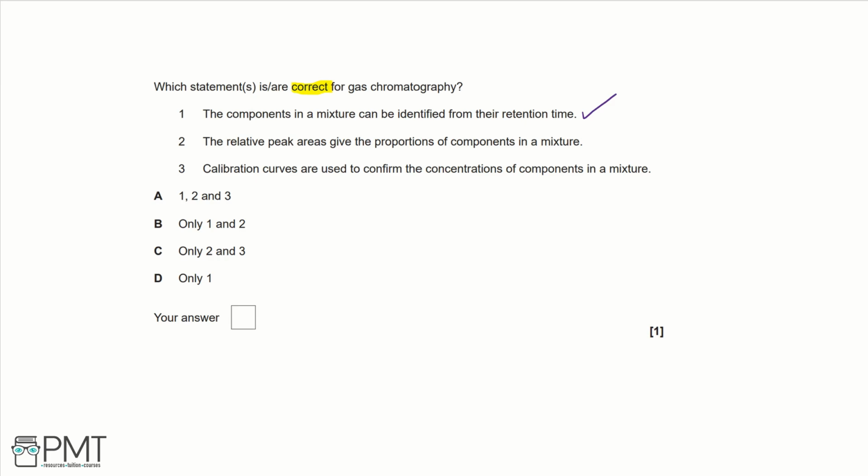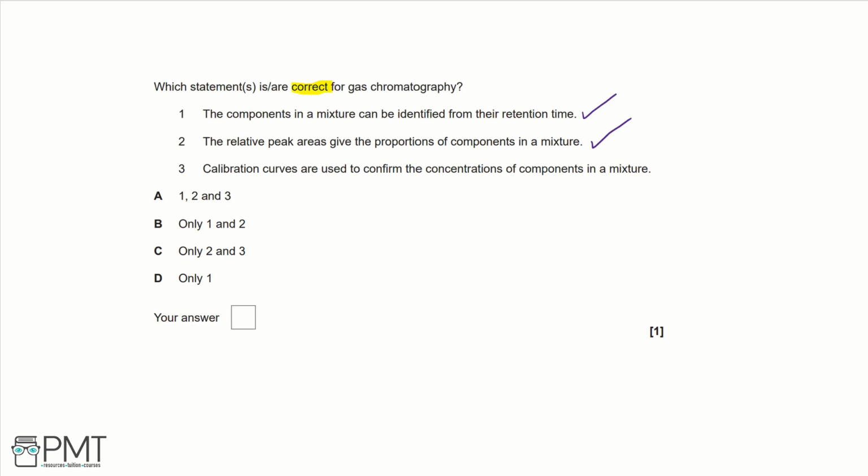Then if we look at relative peak areas give the proportions of components in a mixture, this is also correct. It might not be very clear when you get a gas chromatogram, because if you've got different peaks, you might think that the highest peak is going to have the biggest area. That's not always the case, and working out these areas and integrating the peaks to get an area is how you work out the proportions of the components. It's often used in the drinks industry to work out how much alcohol is in different things, for example.